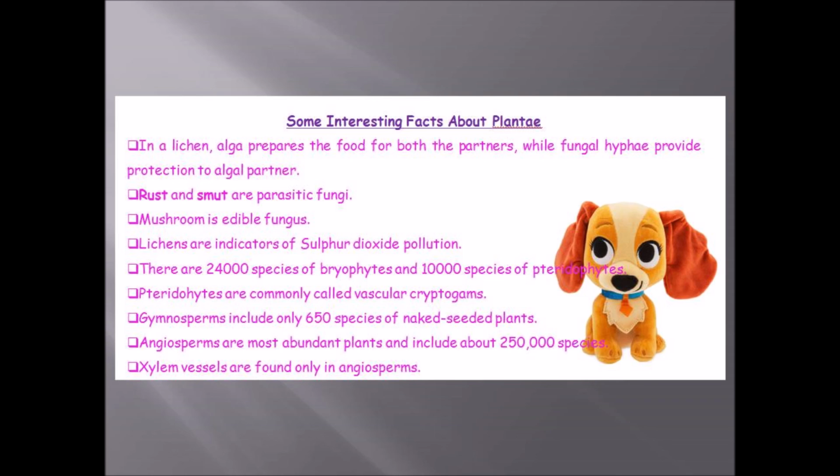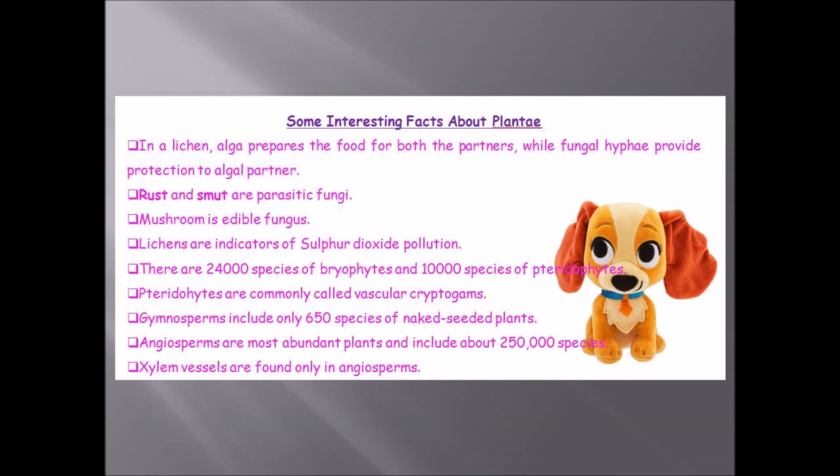And next is rust and smut. These are parasitic fungi. And mushroom is an edible fungus. So mushroom is a form of fungus, but it is edible. And lichens are indicators of sulfur dioxide pollution. Where sulfur dioxide pollution is highly present, lichens won't grow, and in places where lichens are present, the sulfur dioxide level is much less.